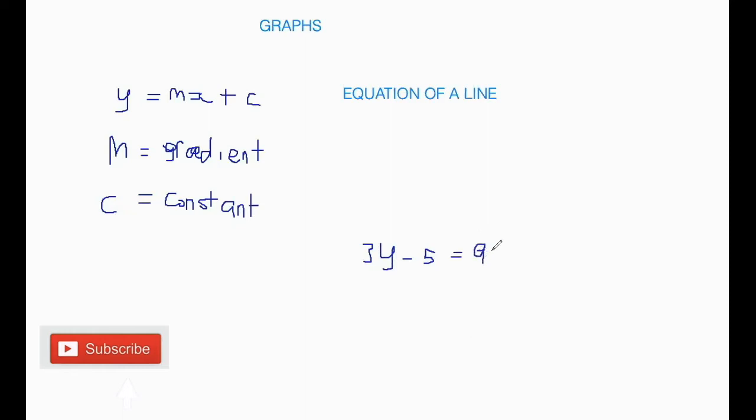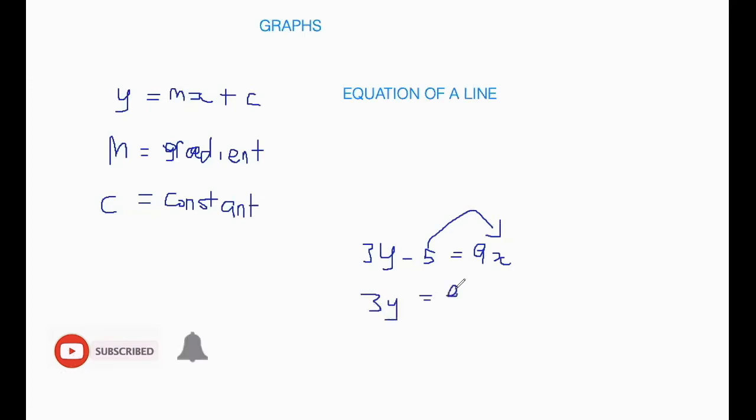Now let's look at another example where we need to write it in the standard form y equal mx plus c. So we carry over the -5, so it becomes positive. So I have 3y equal 9x plus 5. Now dividing both sides by 3, because in the standard form there is no number in front of y. So dividing all of what we have here by 3.